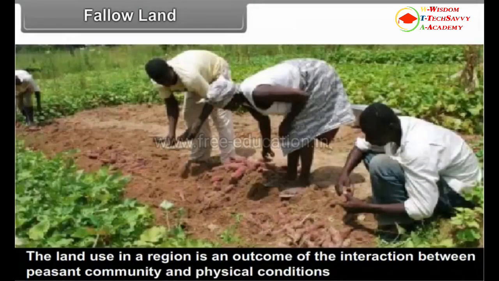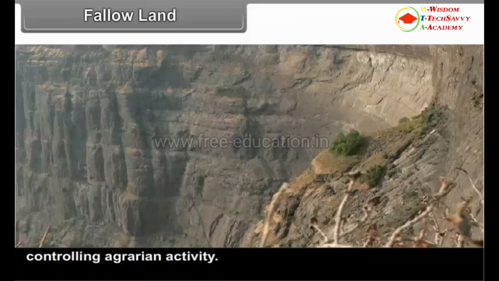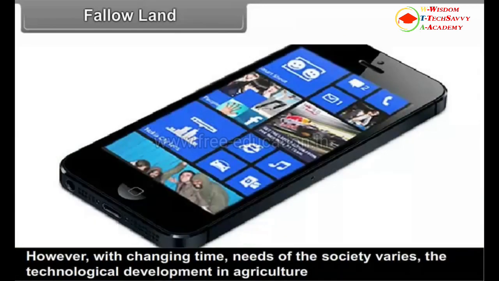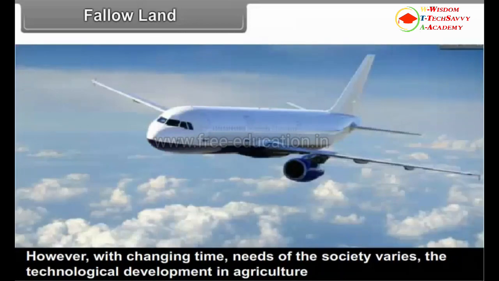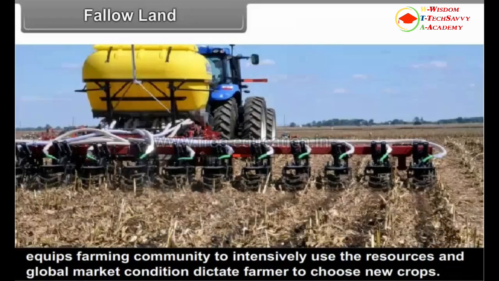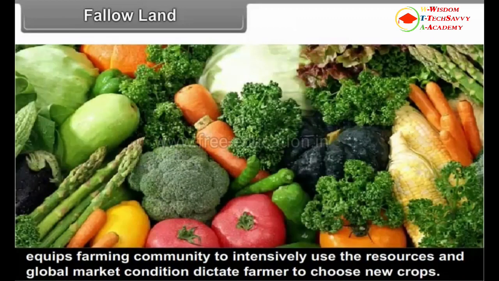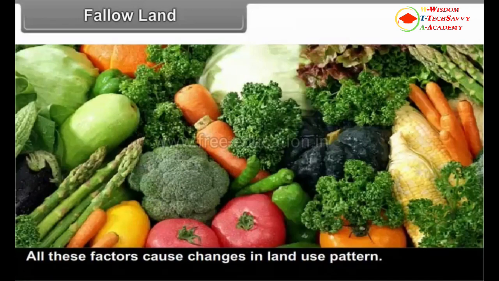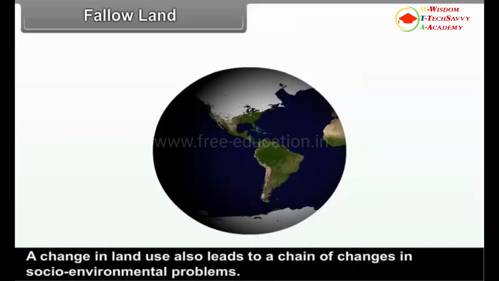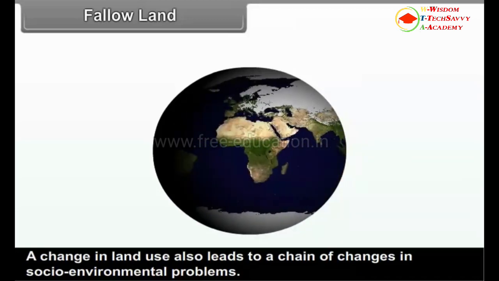The land use in a region is an outcome of the interaction between the peasant community and physical conditions controlling agrarian activity. However, with changing time, needs of the society vary. The technological development in agriculture equips the farming community to intensively use the resources, and global market conditions dictate farmers to choose new crops. All these factors cause changes in land use pattern. A change in land use pattern also leads to a chain of changes in socio-environmental problems.